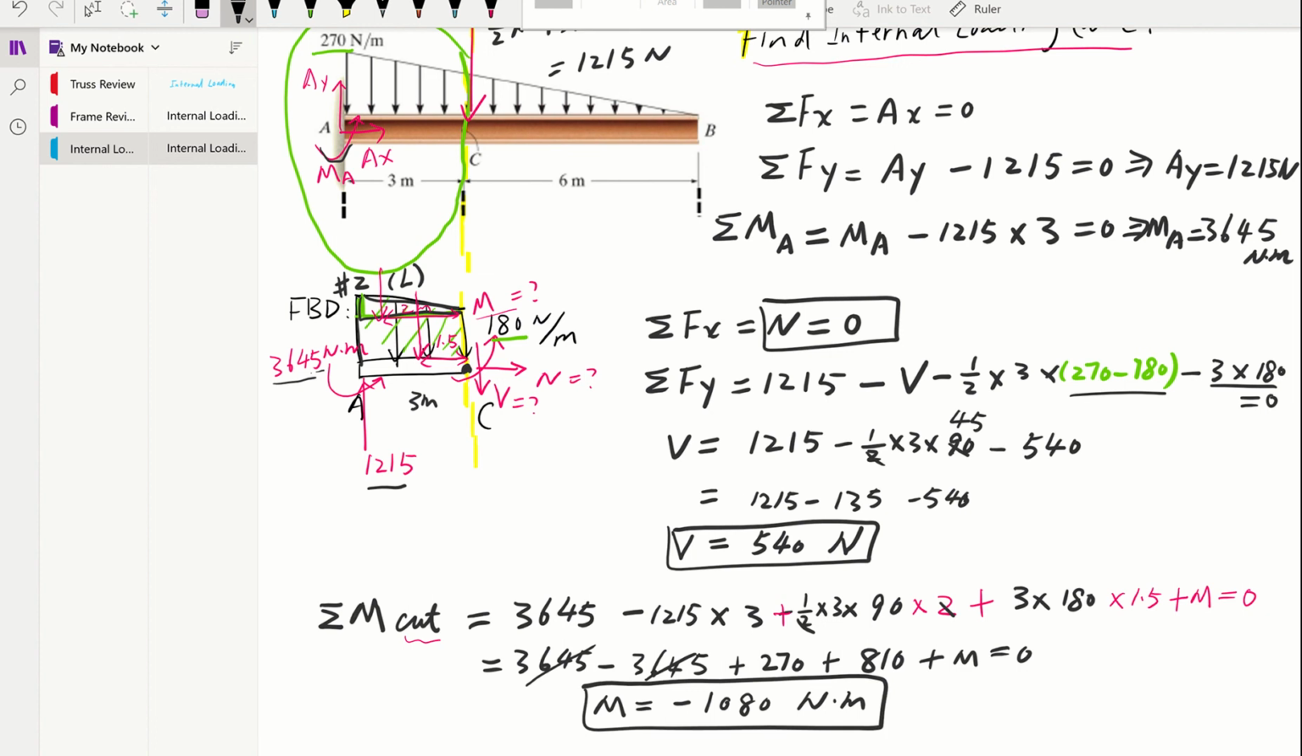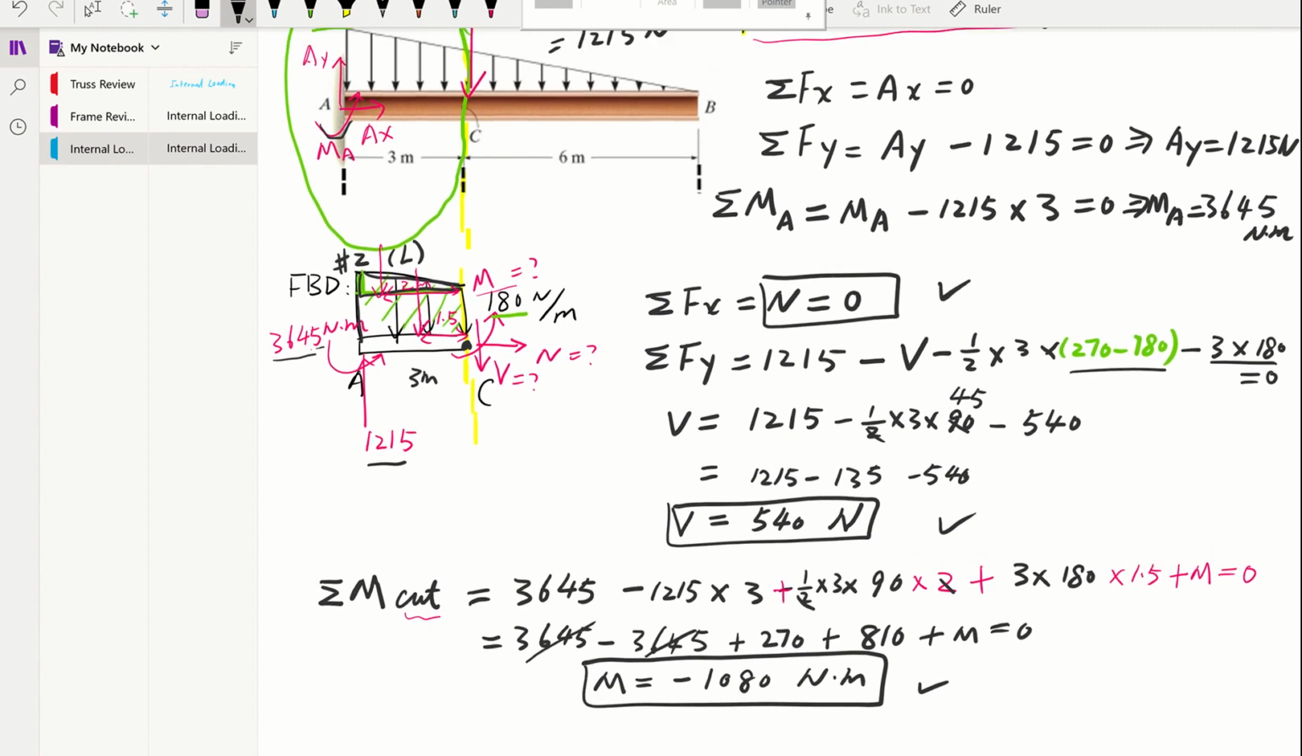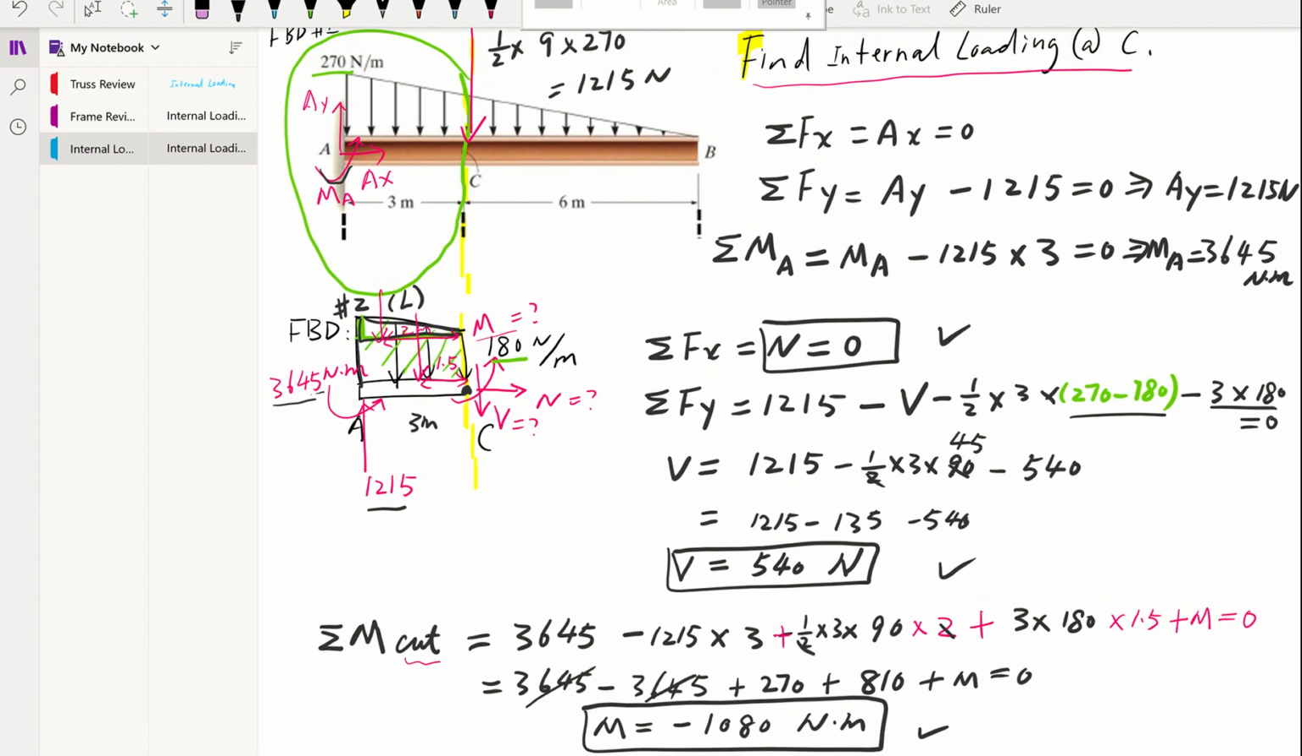You got the same answer, right? If you compare with the previous video, you got exactly the same internal loading, all three of them. Normal force, check. Shear, check. Bending, check. They're all the same. So now let's recap. Which one is easier, using the right section or left section? Obviously for this problem, the right section is way easier.